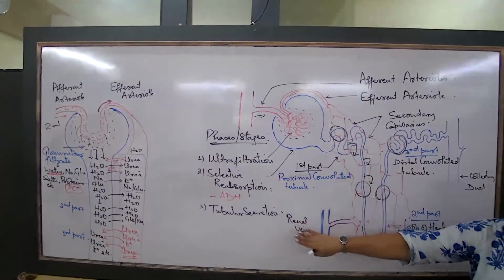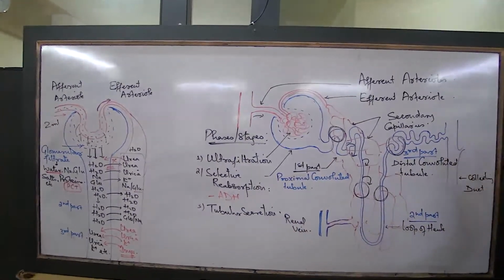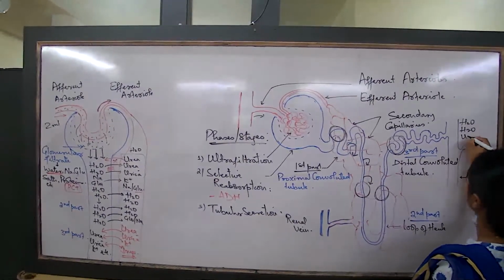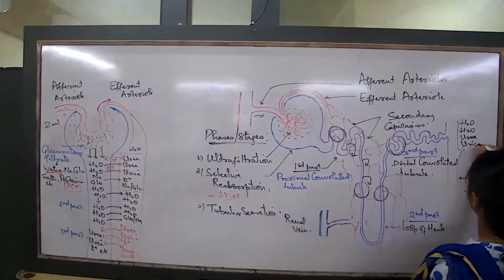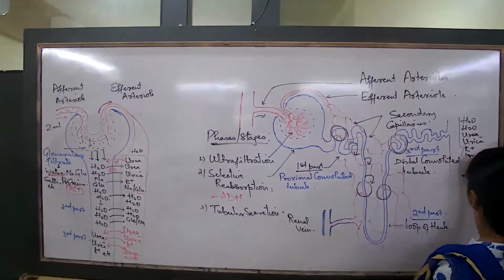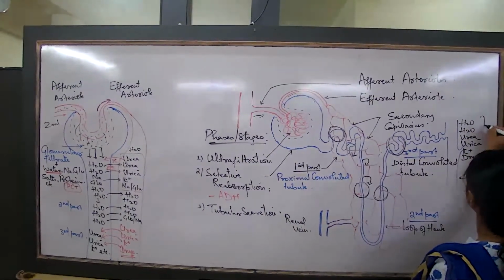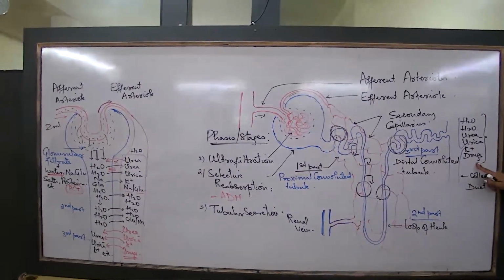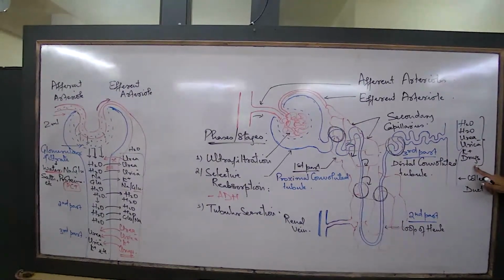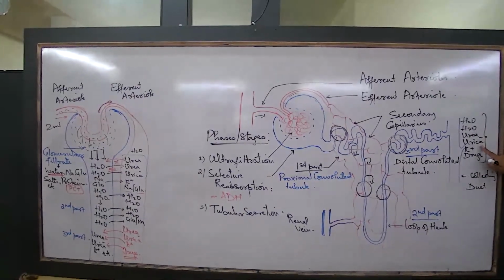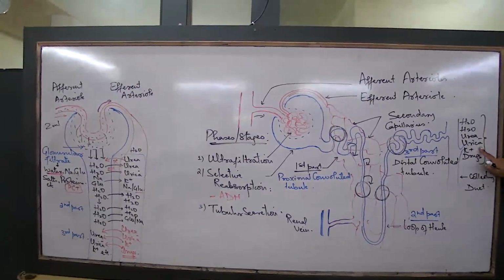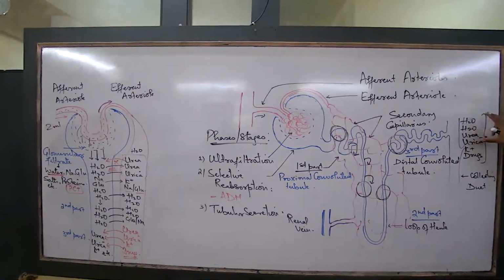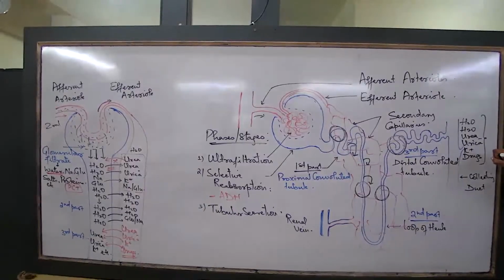So after all these three steps, now what is the composition here? Here the composition would be just a small amount of water, and then urea, and then uric acid, and then potassium ions, and then some specific chemical substances which are toxic. This is the rough composition of the urine. When you write the composition of the urine, urea and uric acid have to be mentioned, and the amount of water just what is necessary for dissolving all these waste substances.